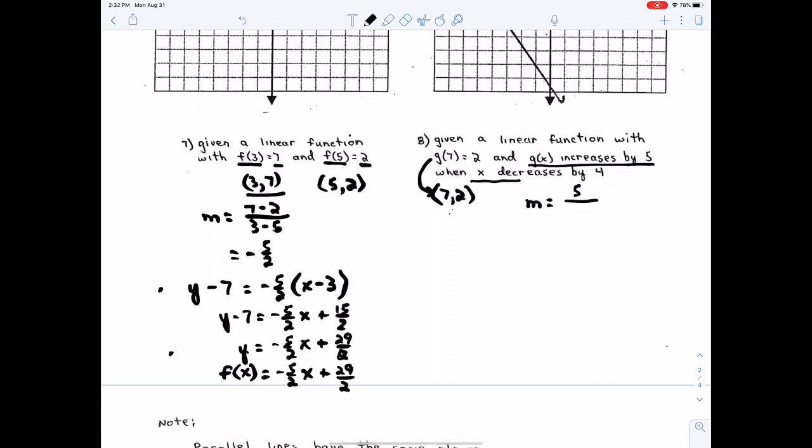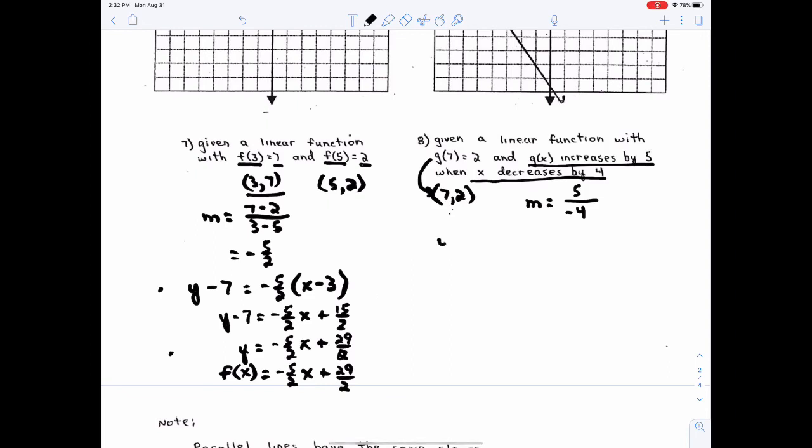When x decreases by 4, that's a change in x, a change in y over a change in x. I literally just told you the slope, but you probably didn't see it because you think, oh, slope is rise over run. Rise over run is garbage. Slope is not rise over run. It's the change in y over the change in x. Okay? So at this point, this is cake. It's the same problem as any one with a point and a slope.